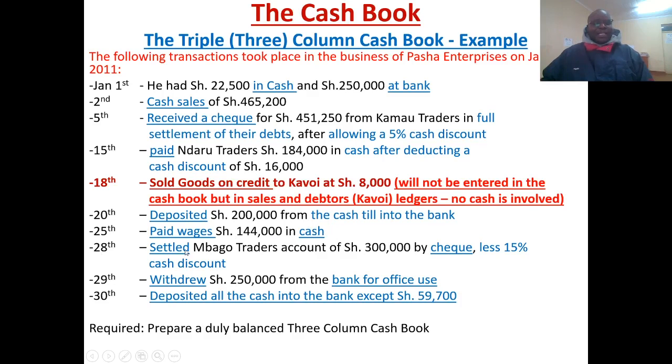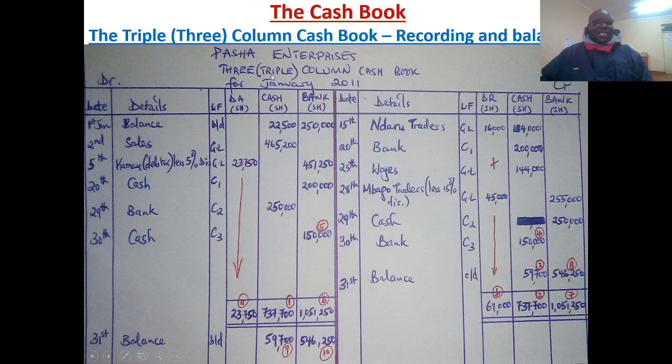On 28th, they settled Mbago Traders account of 300,000 by check, less 15% cash discount. On 29th, they withdrew 250,000 from the bank for office use. And on 30th, they deposited all the cash into the bank except 59,700 that remained in the cash box to be used in February. So the entries will look like this.